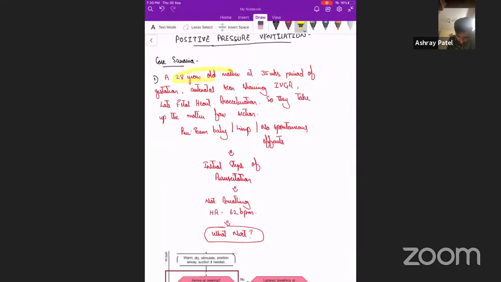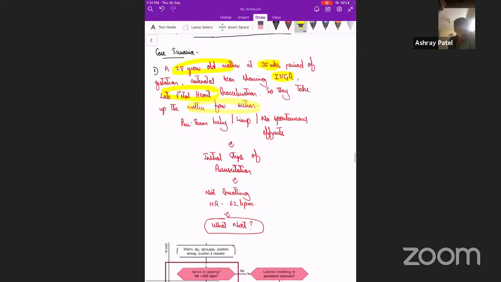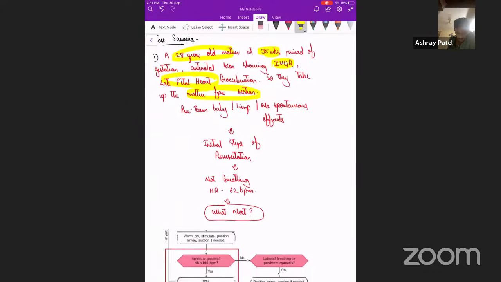This is a 28-year-old mother at 35 weeks period of gestation, whose antenatal scans show IUGR, intrauterine growth restriction. Fetal heart rate monitoring shows late deceleration. So the mother is taken up for section. Once the baby is born, it is a preterm baby. The baby appears limp and there is no spontaneous effort.